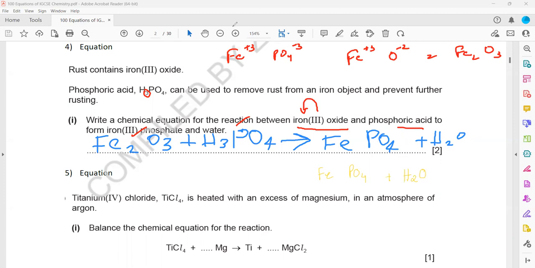This is the first part. We write the equation like we wrote. Now the second part is balancing. We start balancing with oxygen, followed by hydrogen and then the other elements.